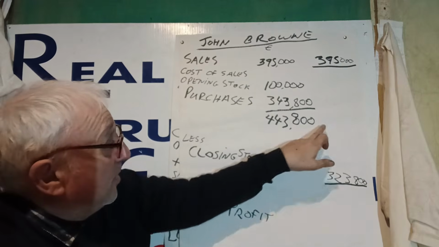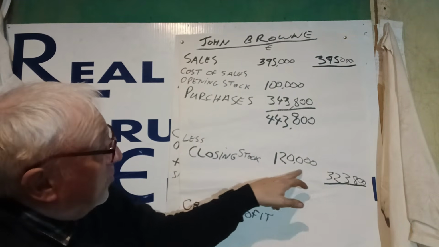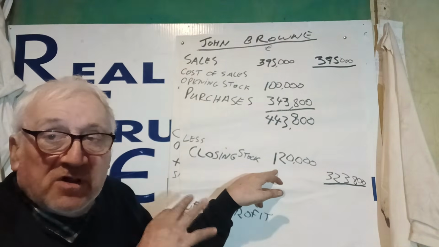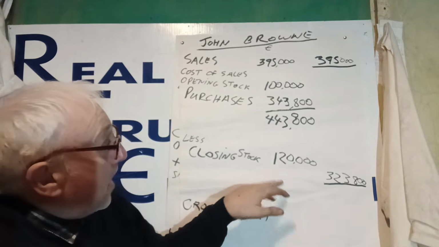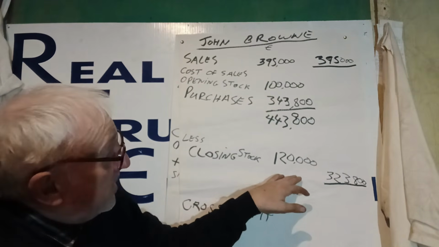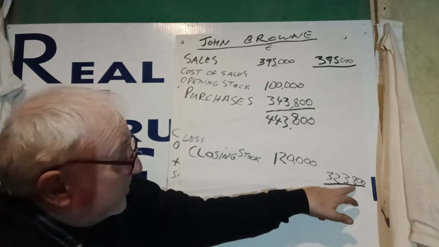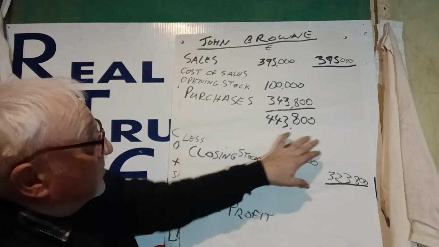So that would be a loss if you left it like that. But then you have to take from this the closing stock, because you still have the closing stock in the shed or on the land or whatever. And when you take that out, then you get this figure here, 323,800. And you can see then that that's your cost of sales.